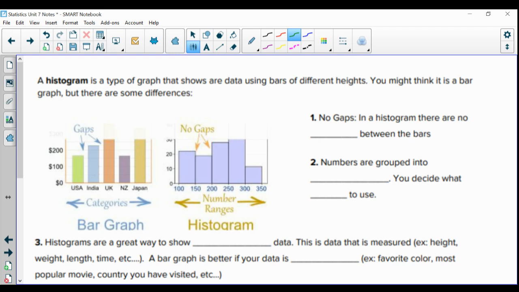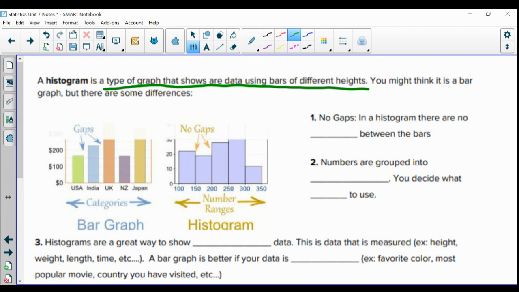Hey guys, today we're going to be learning about histograms. So we're going to underline our definition of a histogram, and that is that a histogram is a type of graph that shows how data is being used using bars of different heights. So yes, we're using bars in our graph, but it is not a bar graph. There are some differences even though they look very similar.